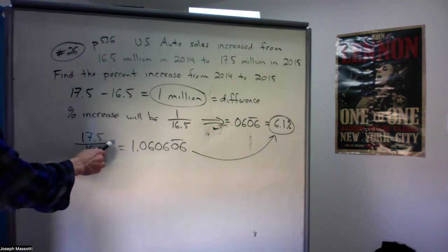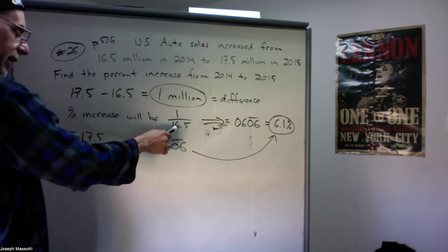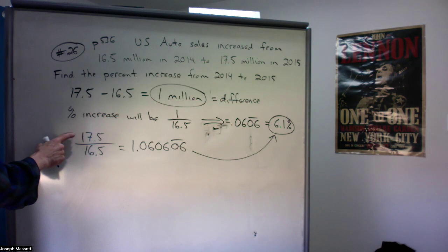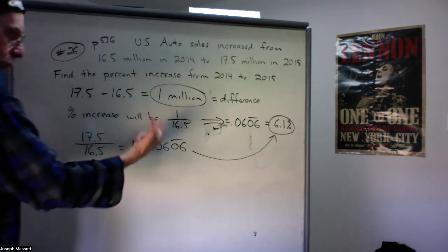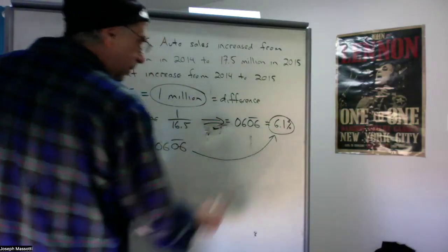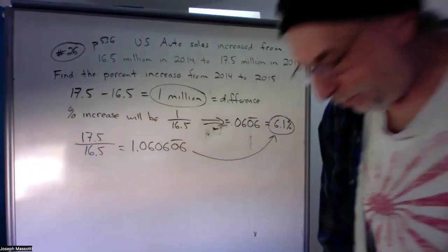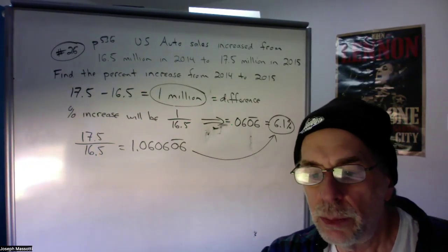This is the difference here. If you take the difference and divide by the original amount, you're just getting the percent increase. If you do this way, you're getting 1, and then the extra over 1 is going to be the percent increase. So either way, you get an answer of 6.1%. All right, so that is 9.3, ratios, proportions, percentages.